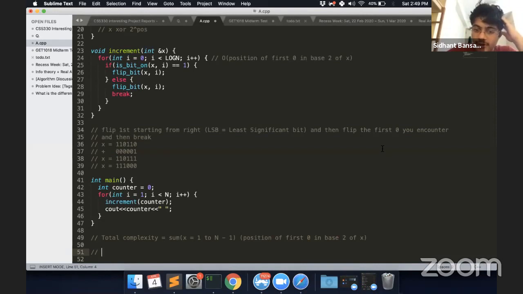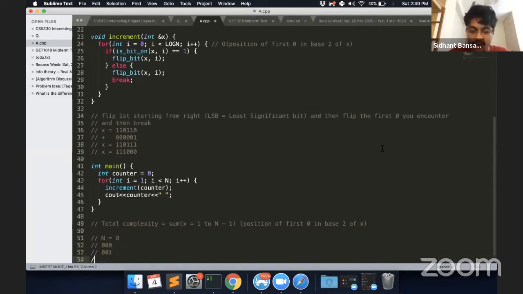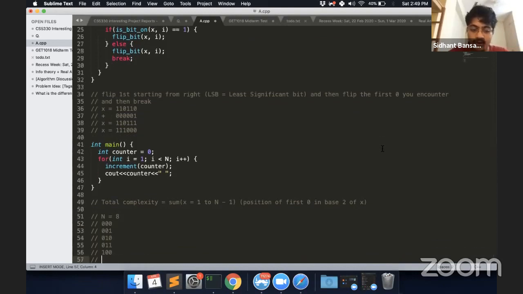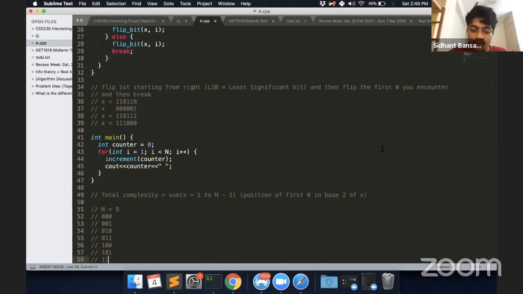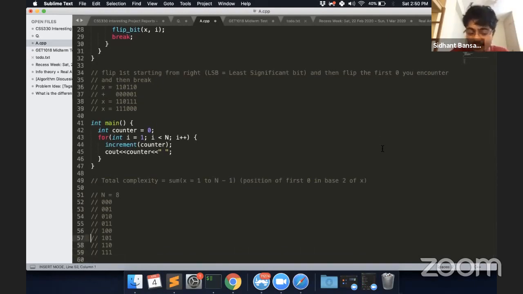Okay, so the way you go about it is, let's say n is 8. Think about what will be the different values of x. So it will be 0 0 0, 0 0 1, 0 1 0, 0 1 1, 1 0 0, 1 0 1, 1 1 0, and finally 1 1 1, right? For simplicity, think that n is a power of 2. So it'll go through all these things, right?